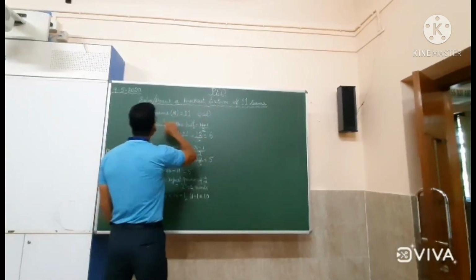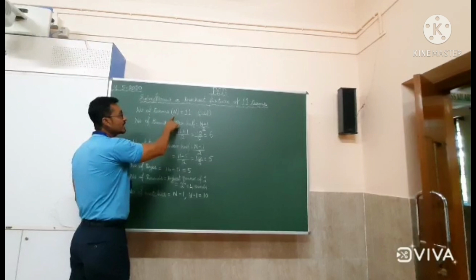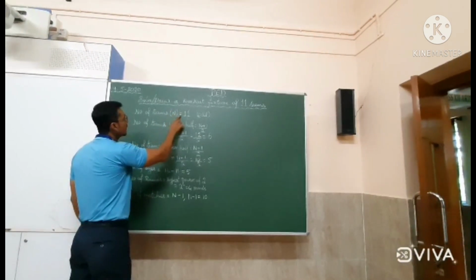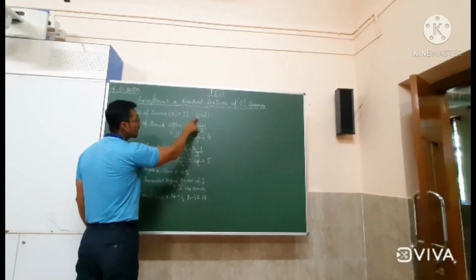So 11 teams. The number of teams we call n. N is the number of teams, 11. So 11 is an odd number.